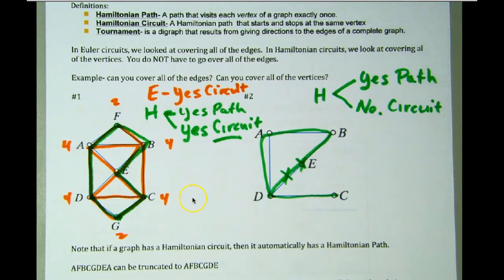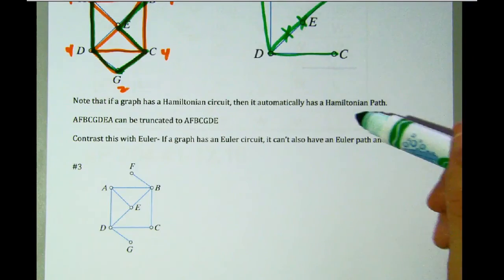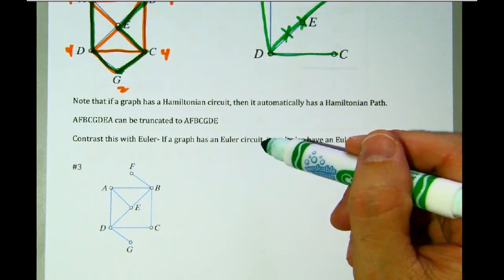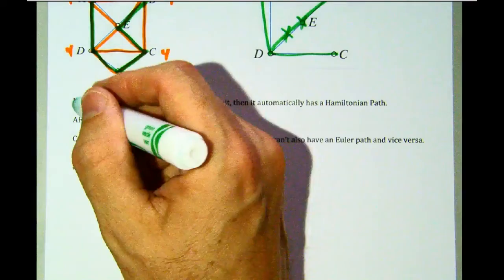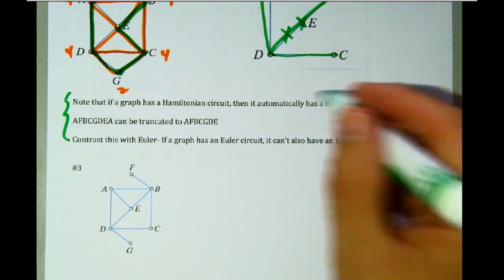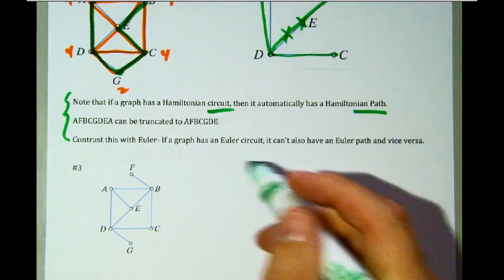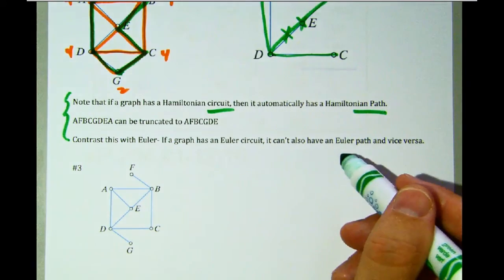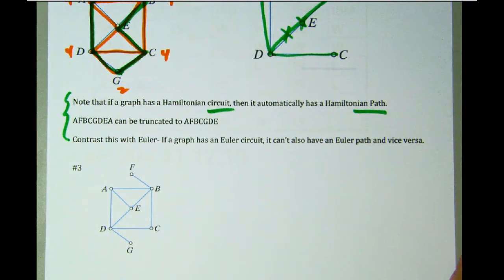With the Hamiltonian circuit, you're going to have a lot fewer edges covered than you did with the Euler, just by the nature of the definition. So please read what I have written right here, but it reiterates what I just said about a Hamiltonian path. If I have a Hamiltonian circuit, then I have a Hamiltonian path. With Euler, it's one or the other. You can't have a circuit that is also a path.